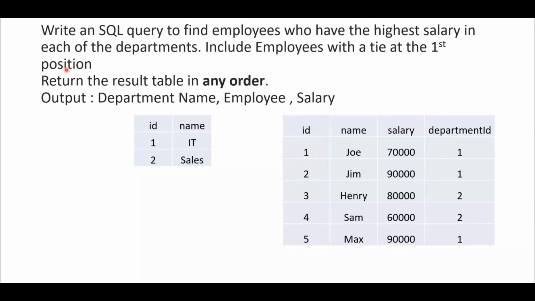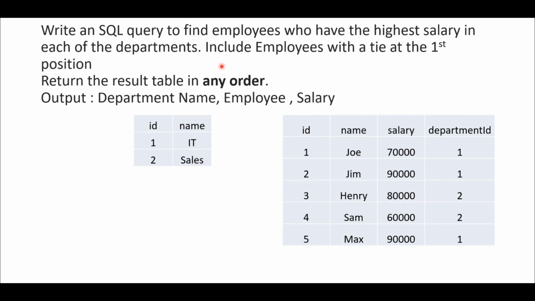All right, so let's see this question. It says write an SQL query to find employees who have the highest salary in each of the departments, right? So this is our departments table, which has the employee ID, name, salary, and the department ID. And what we need to do is find the highest salary in each of the departments and the corresponding employees who have that salary, right?